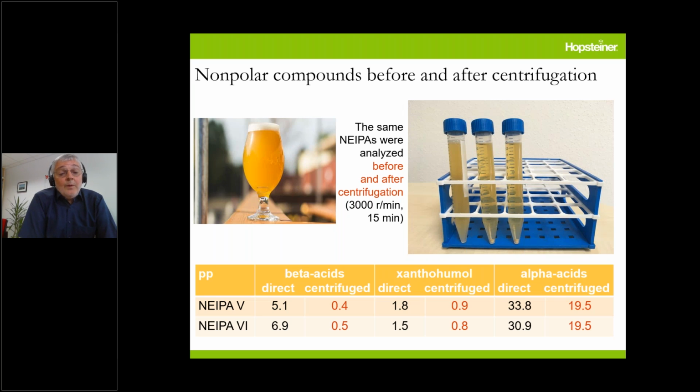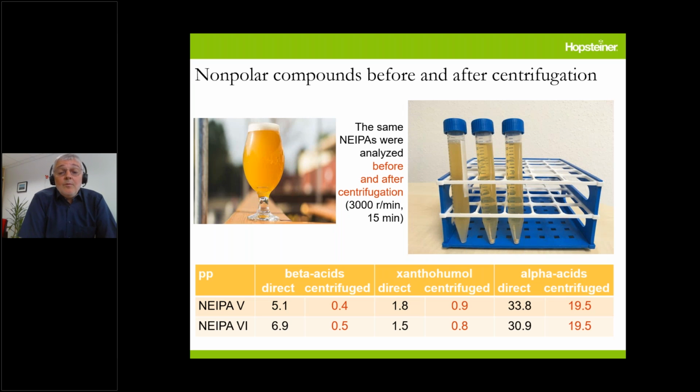We have 5.1 or 6.9 respectively of beta acids in the beers before centrifugation, and after centrifugation we only find 0.4 and 0.5 milligram per liter (ppm) of beta acids in the beers without the haze. And this is a clear indication that the haze is the carrier for the non-polar beta acids.